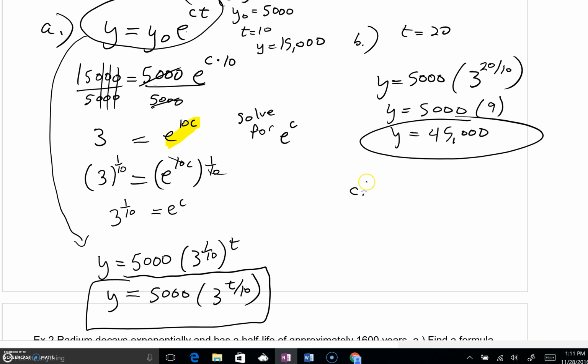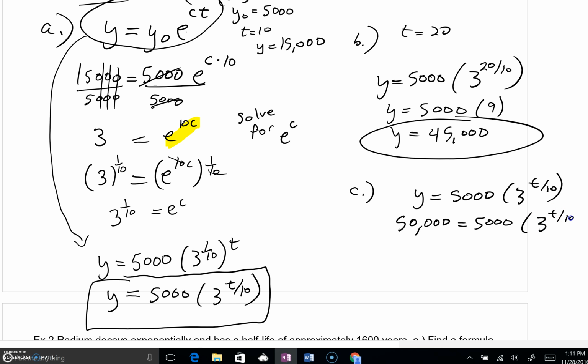Finally, for part C, they're saying, when will you be at 50,000? Well, guess what? We just have to finish this thing up real quickly. We're going to let y equal 50,000, and we just have to do a little solving. What do you think we're going to do to both sides?